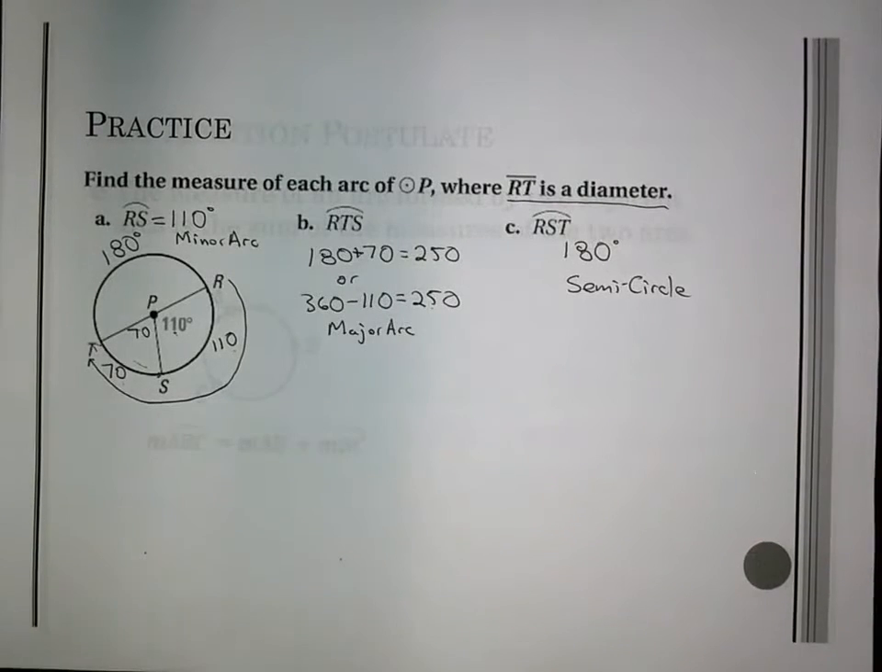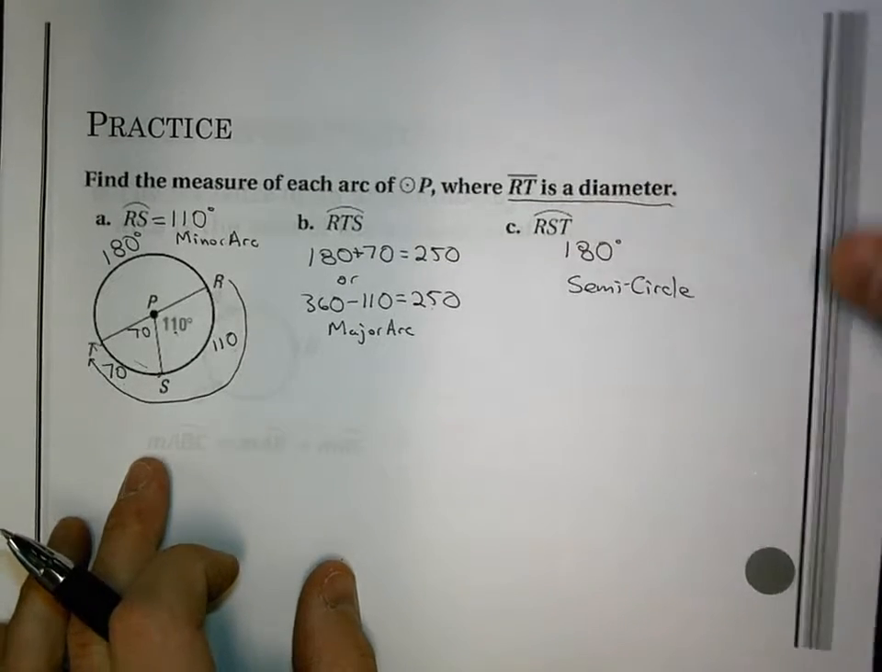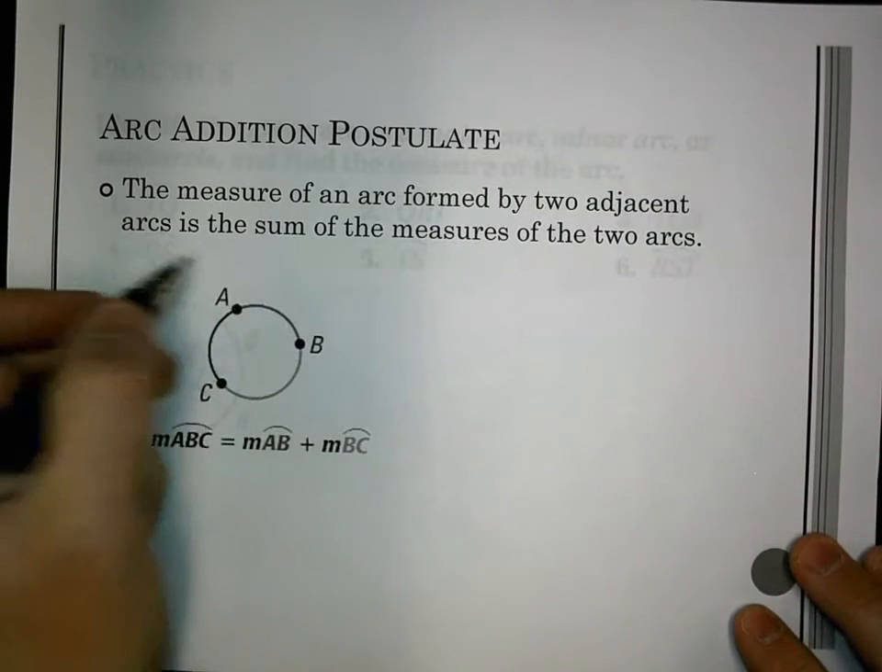So we've kind of hinted towards, as we've gone through it so far, adding these arcs or adding these angles together. And that's what our postulate is going to say next. And that's our arc addition postulate. Where the same ideas, we've had segment addition, we've had angle addition, now we can also have arc addition. This one says the measure of an arc formed by two adjacent arcs is the sum of the measures of the two arcs. Well, if we're going to add these two arcs together, first of all, we have to make sure they're next to each other.